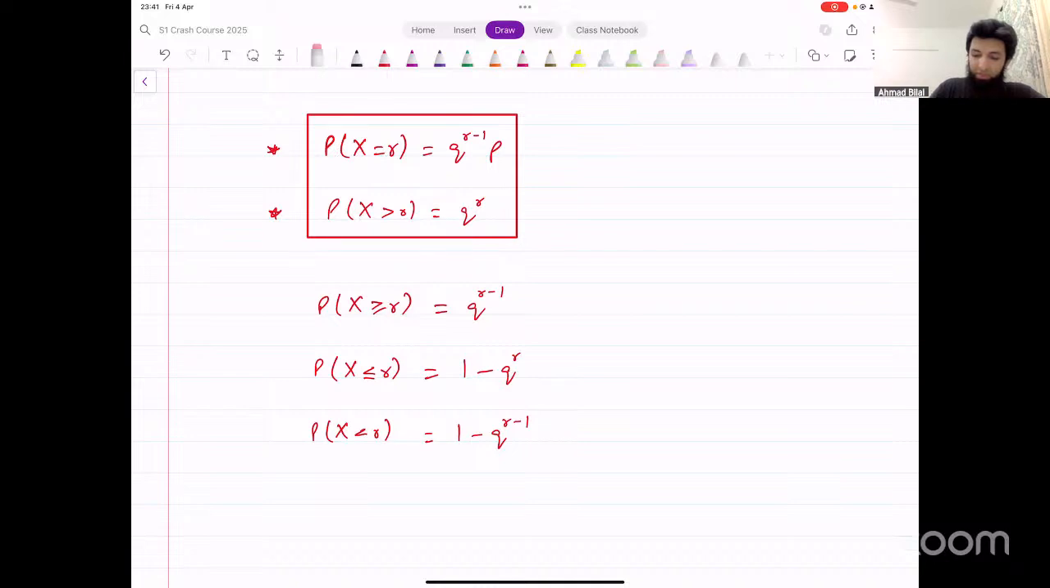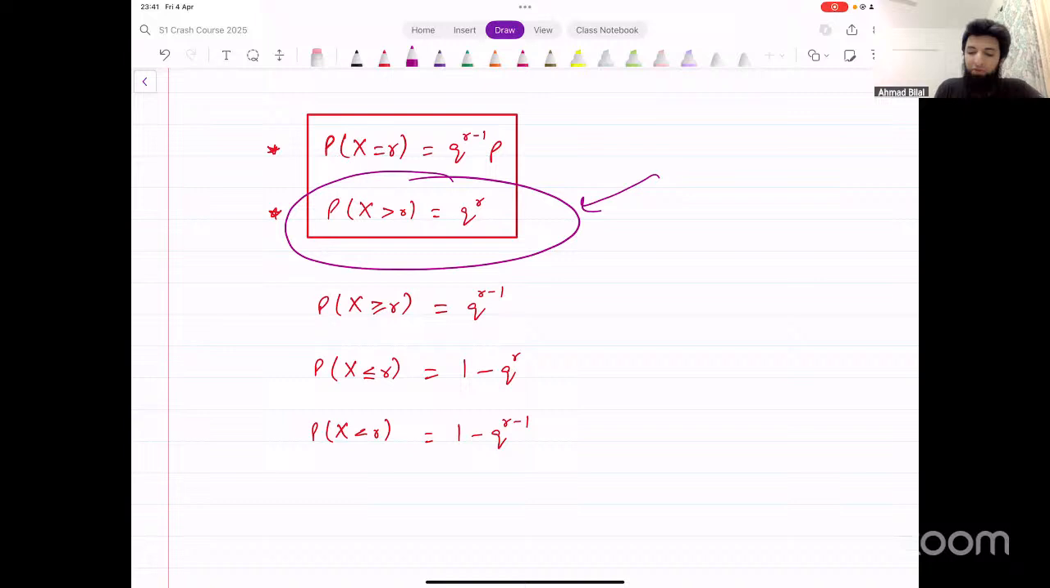If you just remember this one formula, you can convert everything to that form. And that's the easiest one to remember out of these all as well, q raised to power r. And then you convert everything to this form to do that calculation. Okay, so now it's your choice, however you want to do it. I'll be doing questions by converting everything to this form.